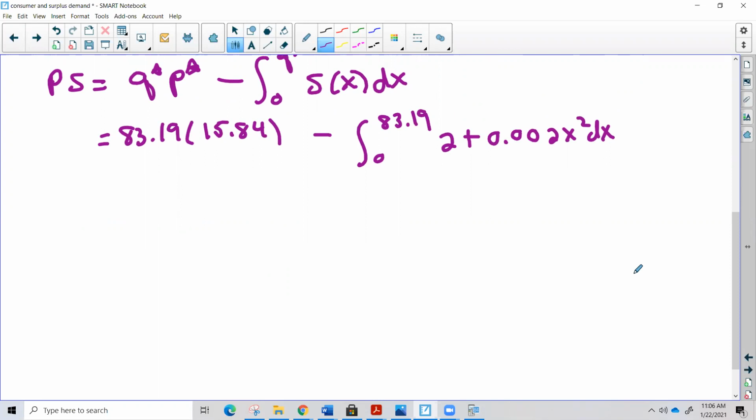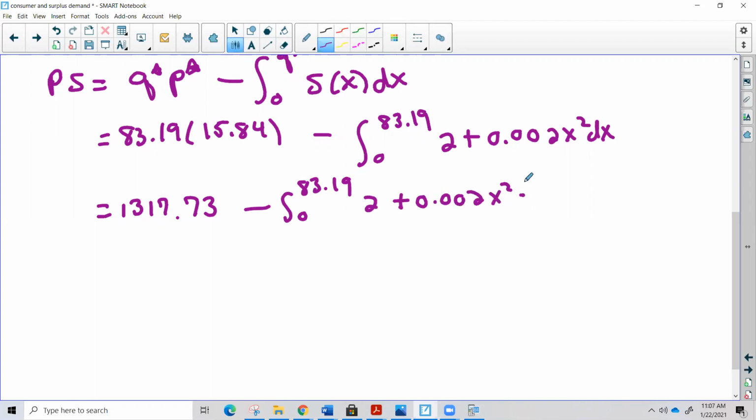Okay, so 83.19 times that 15.84 again is the 1317.73. And then I also need to calculate this integral. And again, on the exam, you have to do it by hand. So I'm going to do this kind of on the side and then come back to my producer surplus formula.